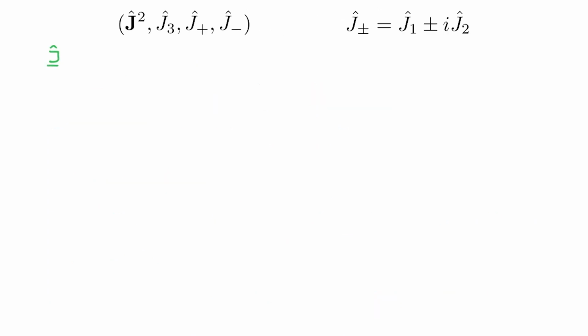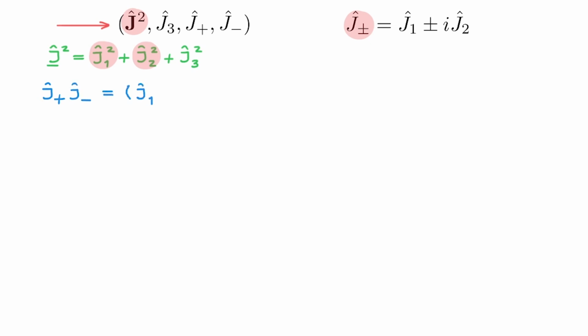The squared angular momentum is generally given by this expression in terms of the angular momentum components. However, given that we'll mostly use these 4 operators to study angular momentum in quantum mechanics, we should write J squared in terms of J plus and J minus, rather than in terms of J1 and J2. To accomplish this, consider J plus times J minus. Explicitly writing the definitions of J plus and J minus gives this, and carrying out the multiplication, we get these 4 terms.